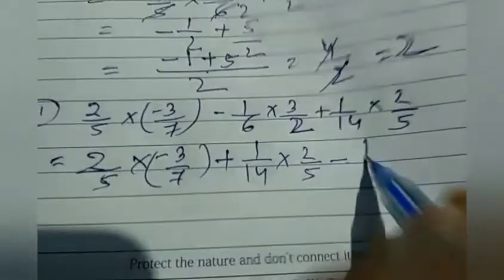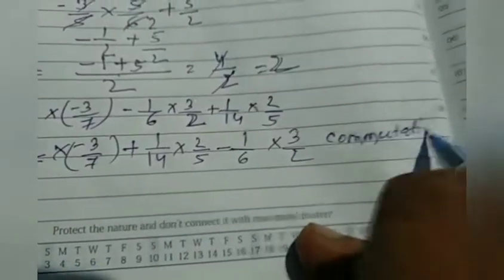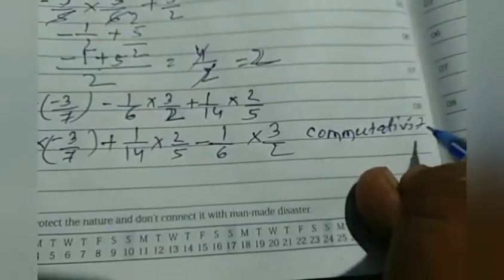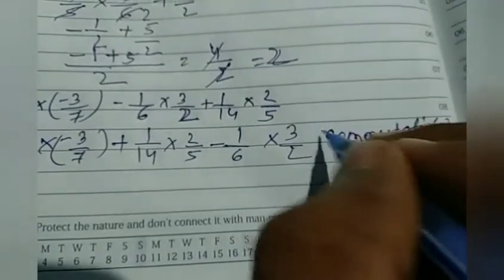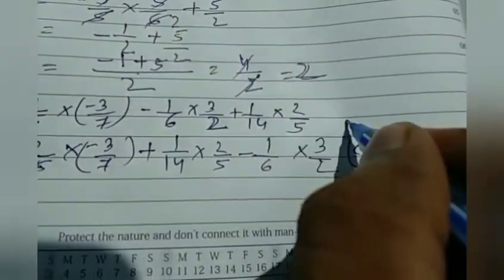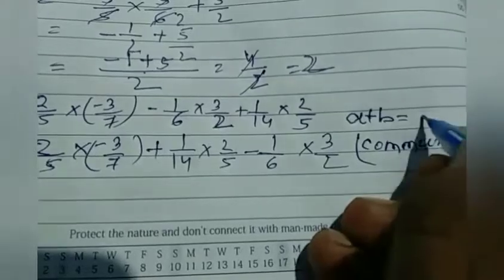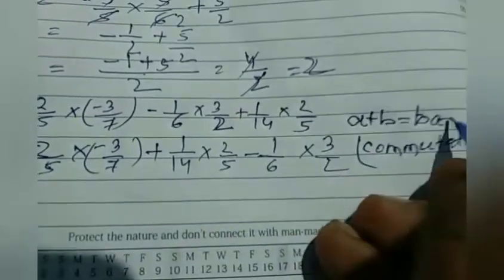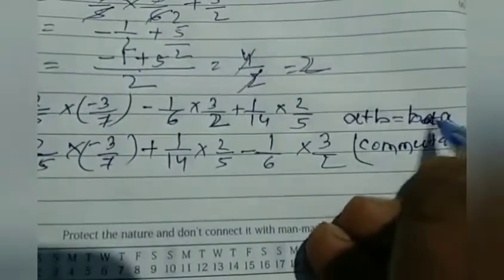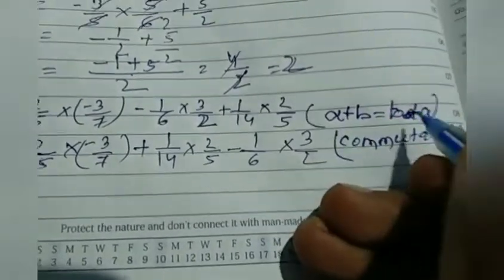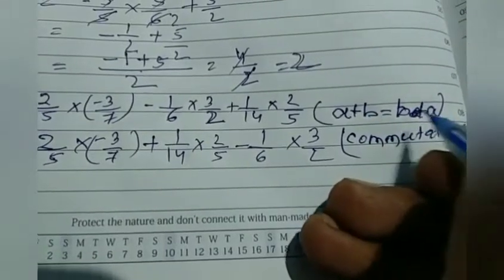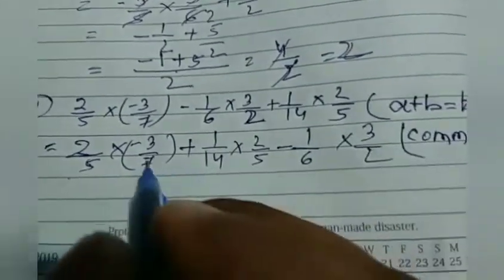Then the next multiplication. Okay, this is known as the commutativity property. Commutativity property means you have to remember just changing the place of two rational numbers gives the same result. We can change the place: if the result of a plus b equals b plus a, then it is said to be the commutative property.